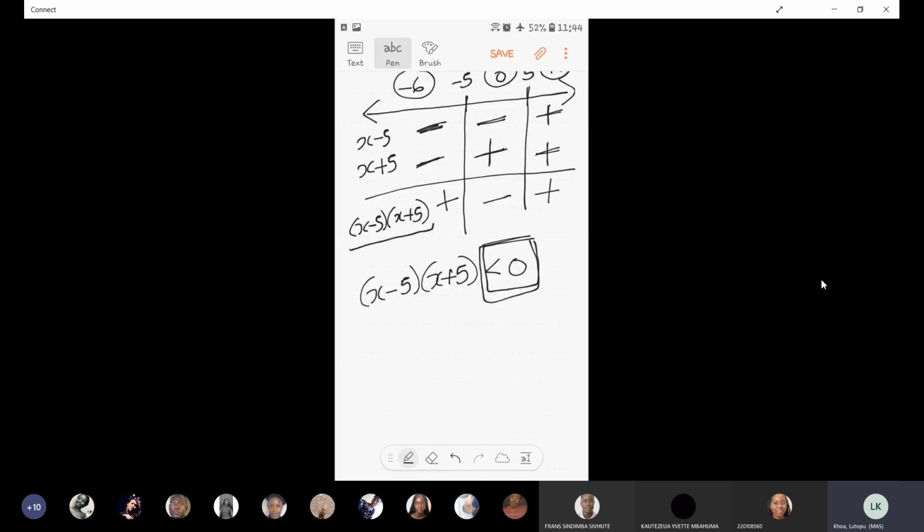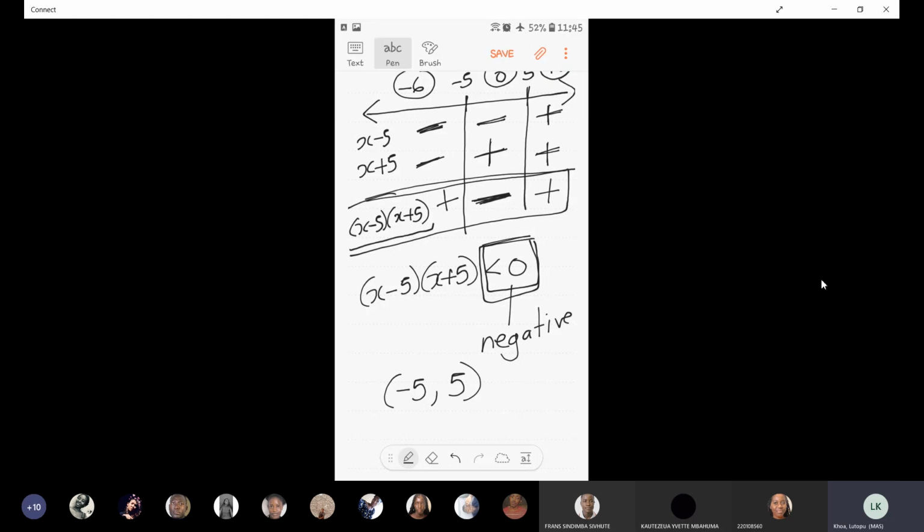Less than 0, this means negative. Okay, then you go to the last row and you look for the column that gives you a negative, and you can see I have negative over there. That's the one in the middle. So my solution over here will be from minus 5 to 5. That is the solution from the inequality.